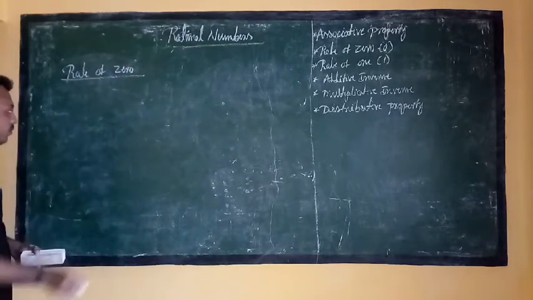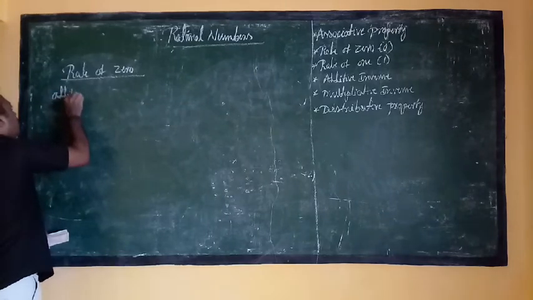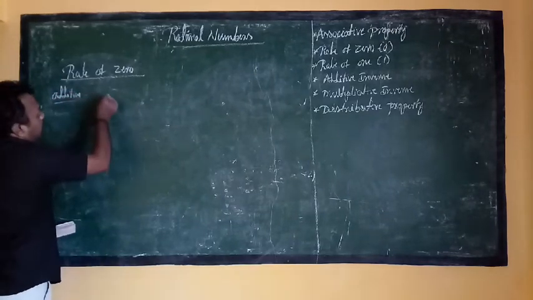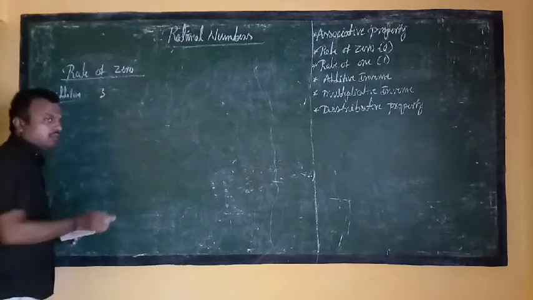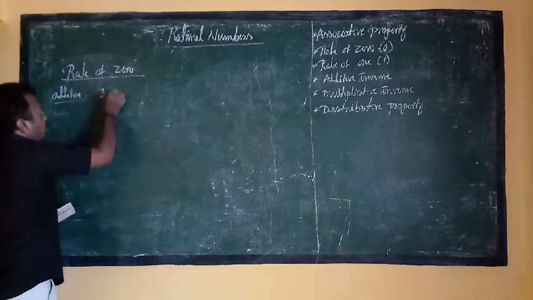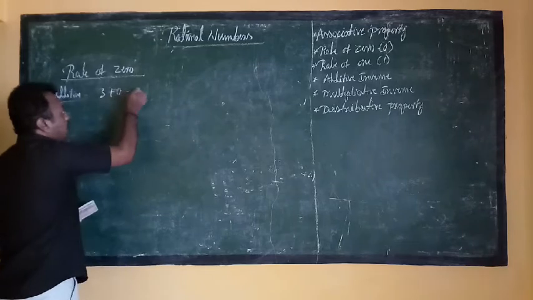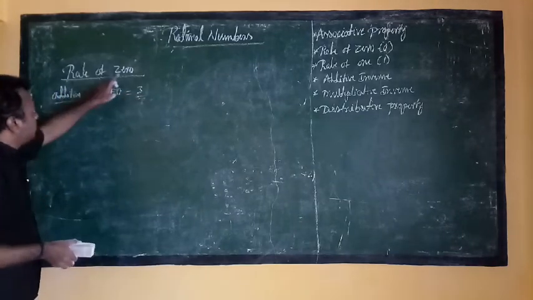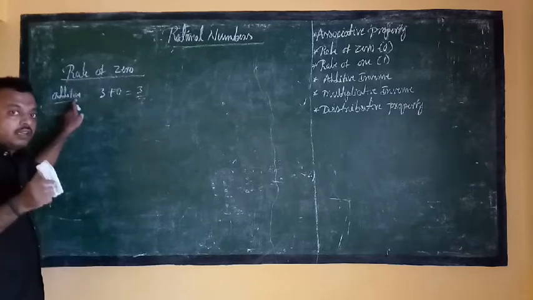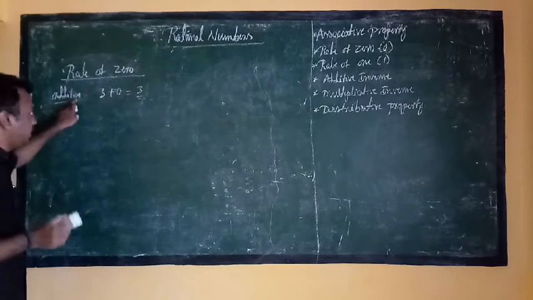See, student, in the addition, you can take any rational number. So I will take 3. 3 is one of the rational numbers, correct? So if you add 0 to any rational number, the result becomes itself, correct? So therefore 0 is a what? Additive identity. 0 is an additive identity.